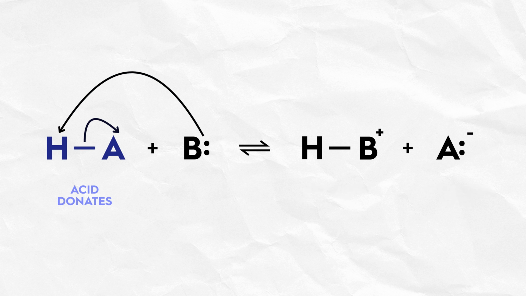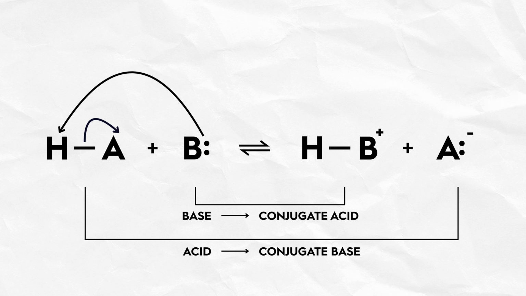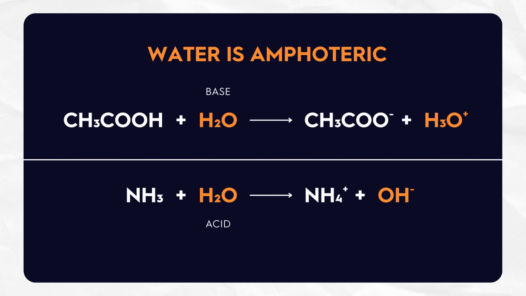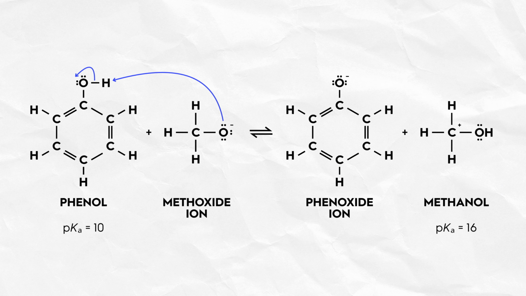To recap, acids donate protons, bases accept them, and each reaction makes a conjugate pair. Use arrow etiquette, remember water can play both roles, and predict direction by favoring the side with a weaker acid and weaker base.